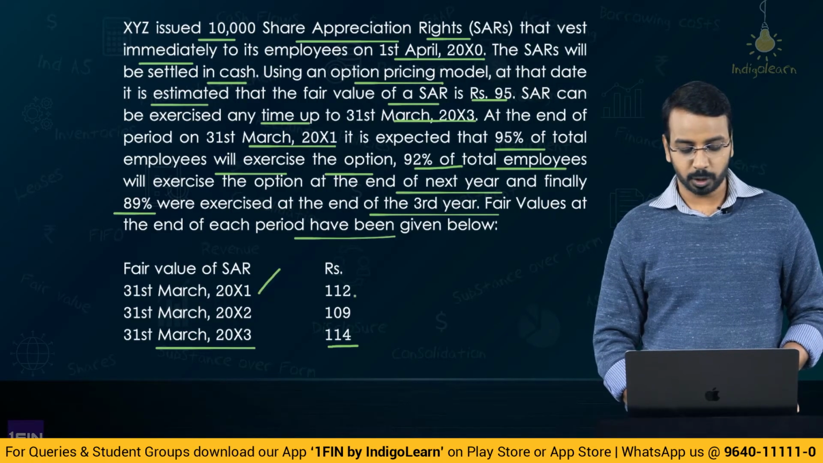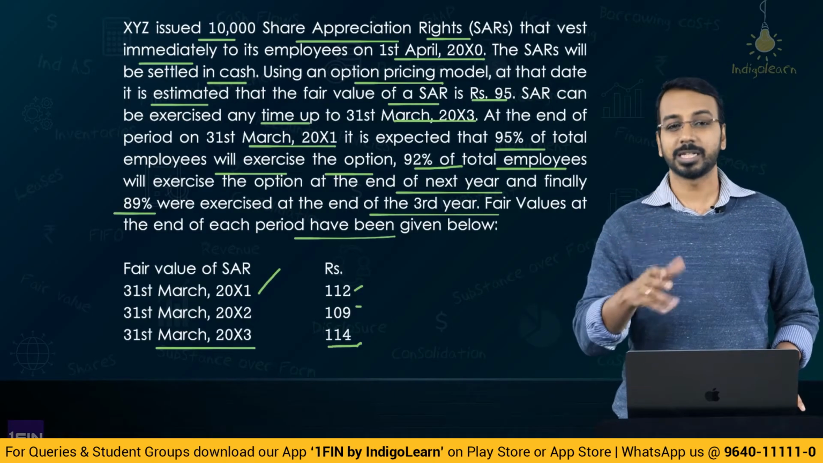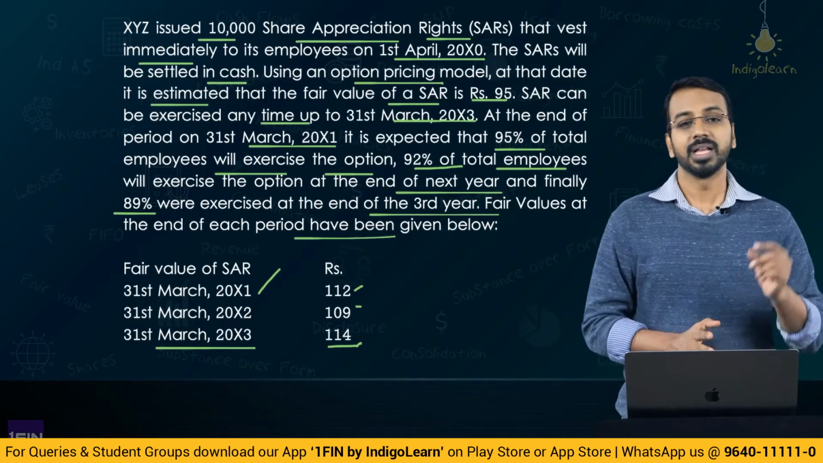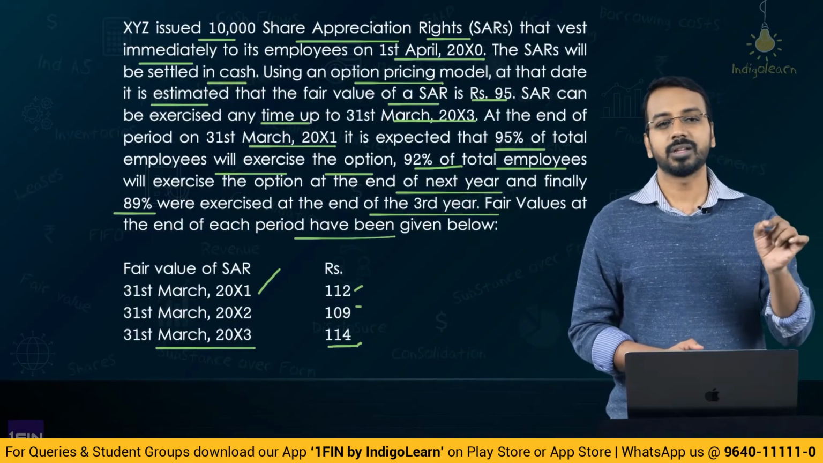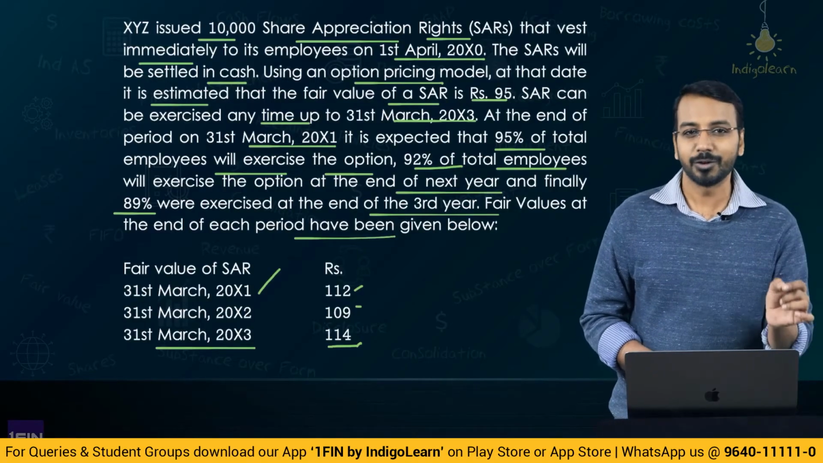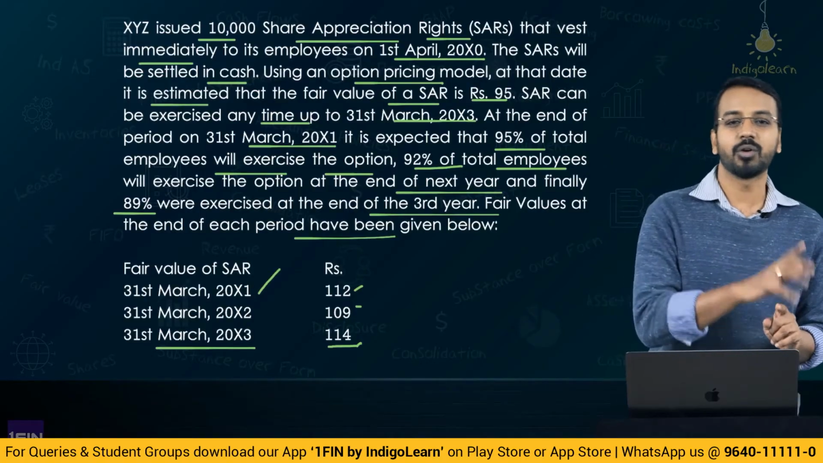As on 31st March of year 1, 112, then 109 and 114. Now, what is the meaning of this fair value of SAR? The fair value of this appreciation right basically means that, say for example, we are on 31st March of year 3. When I say the fair value as on 31st March of year 3 of this share appreciation right is 114, indirectly I am saying for each right the employee will receive 114.